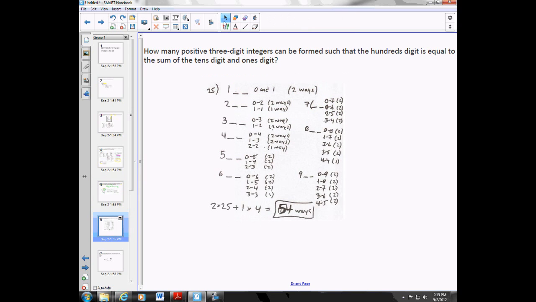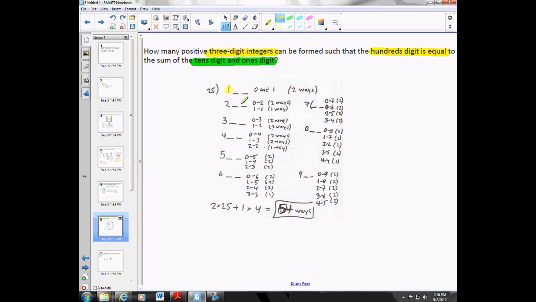All right, here's the next one. This was a tough problem set. How many positive three-digit integers can be formed such that the hundreds digit is equal to the sum of the tens and the ones? All right, so what that means is our first digit has to be the sum of the next two.